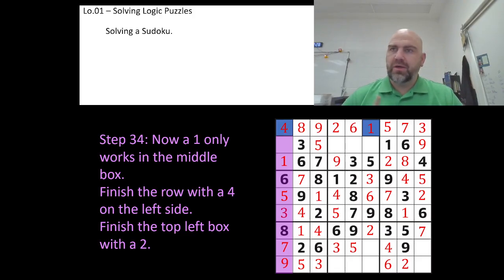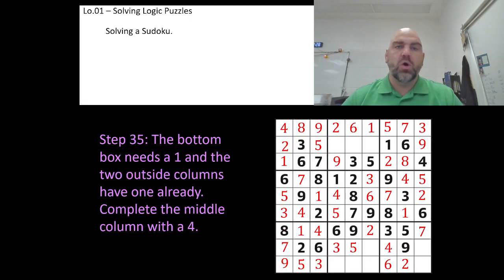Now, the left-hand box as well, one more here is missing a 1 as well. So let's put a 2 in there to finish off that box. Again, once we get close to the end, they go a little bit quicker, hopefully.